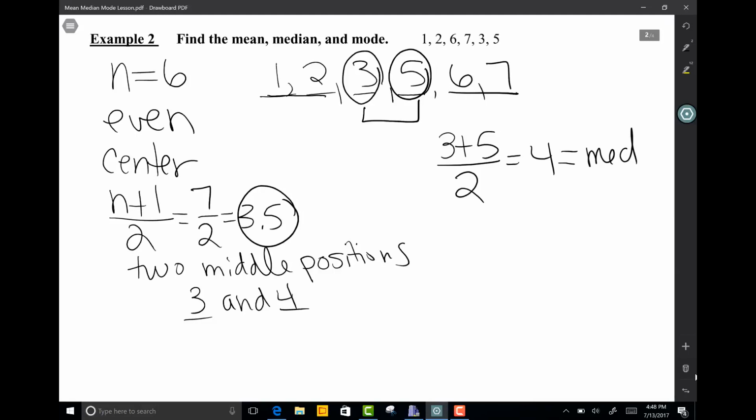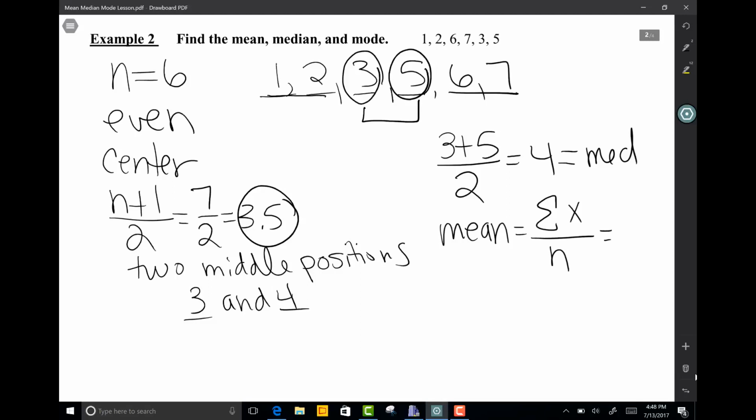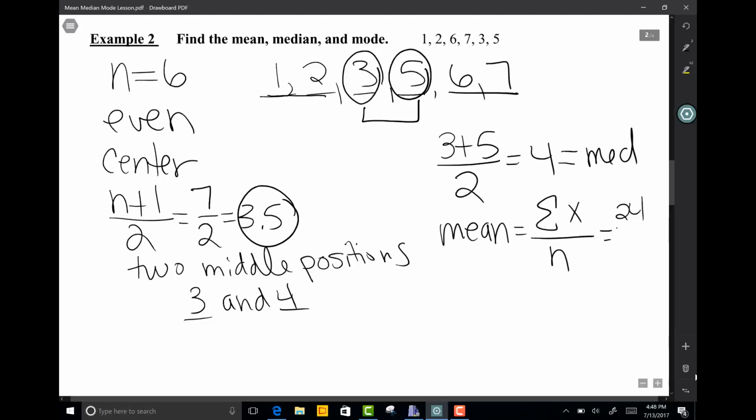All right, now to find the mean, I take the sum of all my data values and divide by the number of values I have. If I add up all these values, 1 plus 2 plus 3 plus 5 plus 6 plus 7, I get 24. And then if I divide by 6, because I have 6 data values, that gives me 4. So this is my X bar, or my mean, for this data set.